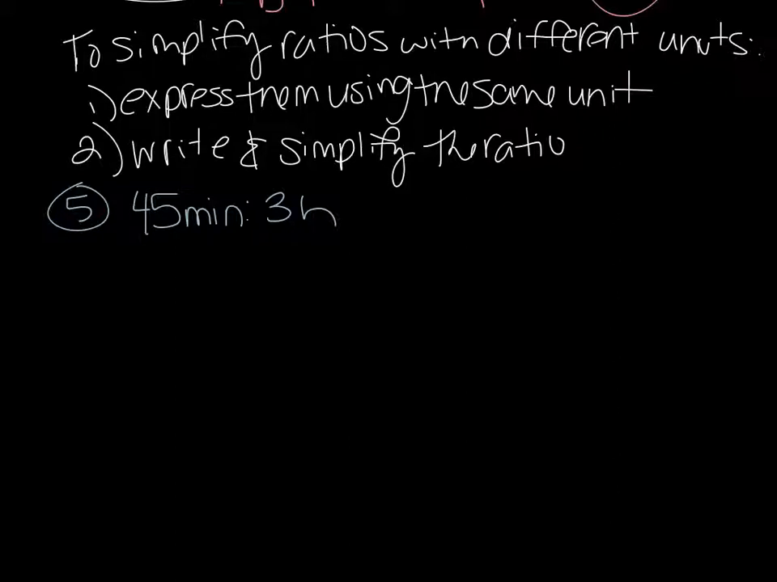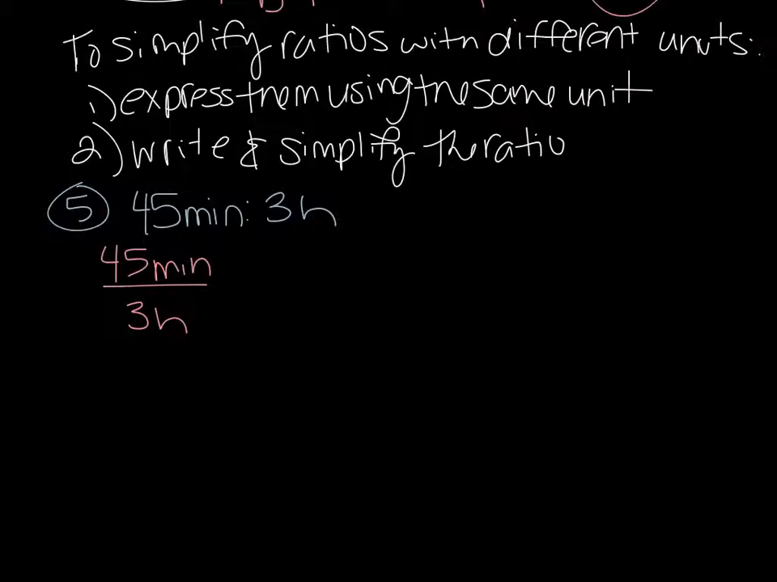Now, obviously, you know the person who can do the task in 45 minutes works a lot faster. But if I want to know just how much faster they work, I can't really compare the 2 because I have minutes and I have hours. Okay? Does that make sense? So what we're going to do is write this as a fraction. So I have 45 minutes over 3 hours.